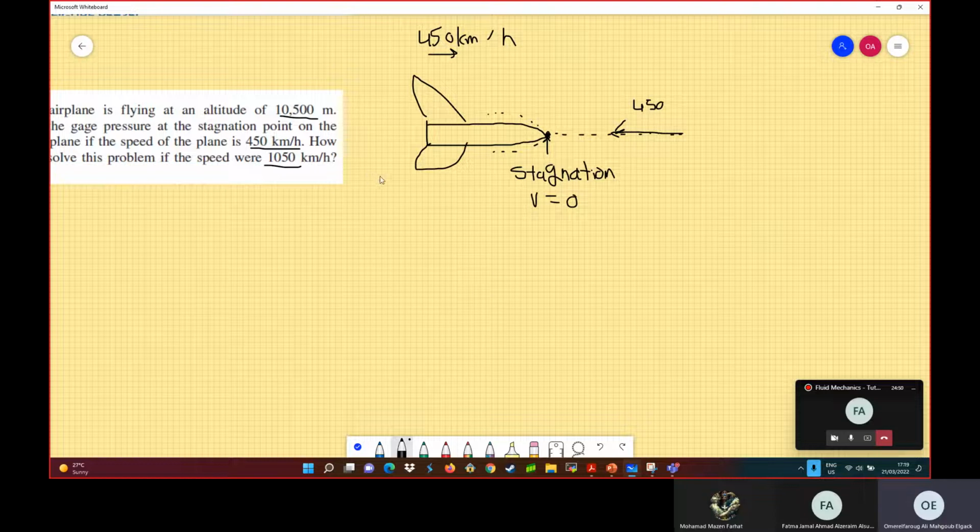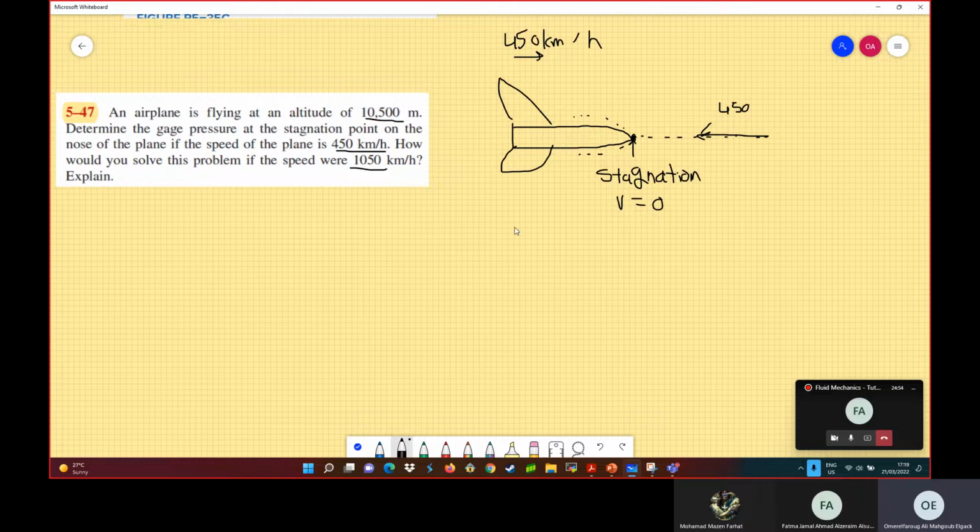So if you want to apply the Bernoulli equation, I will apply it along this streamline, between a point here in the free streamline and the stagnation point. So assume this is 1 and this is 2.